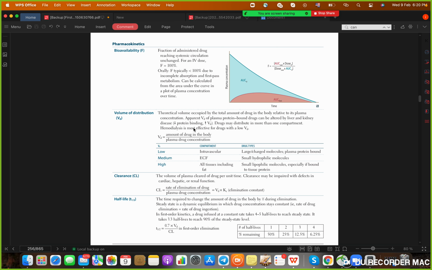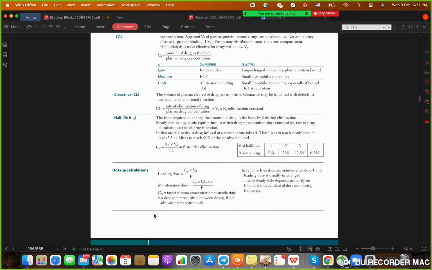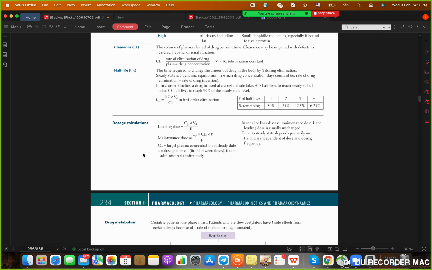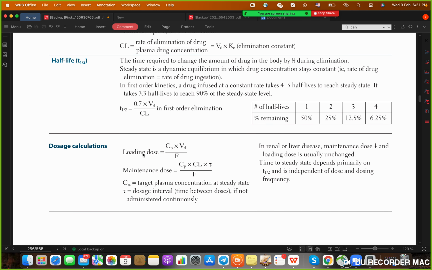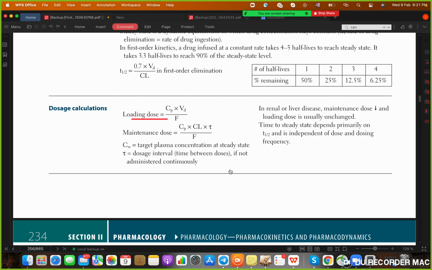While the pharmacodynamic is what is the effect. I mean, how does the drug act on its receptor? Is it M1 receptor? Is it beta 2 receptor? That's more of pharmacodynamic. So we had left the dosage calculation. To calculate the dosage, there is something called the loading dose and something called the maintenance dose.